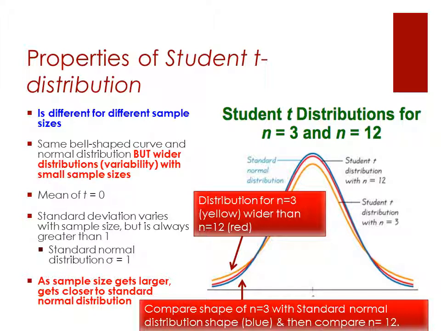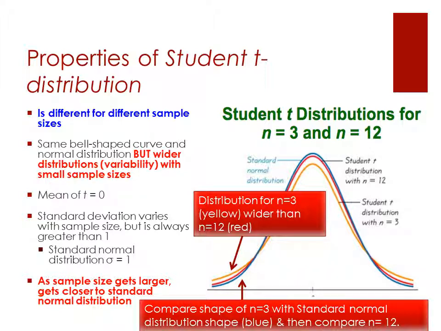So if you look here in this example, you can see that the distribution for n of 3, the yellow line, is wider than the n of 12, which is the red line. We can see that both down here at the bottom in the spread, and also up at the top part where the distribution peaks. Okay, so the peak there for the n of 12 is a little bit higher. That means that our mean is occurring more frequently.